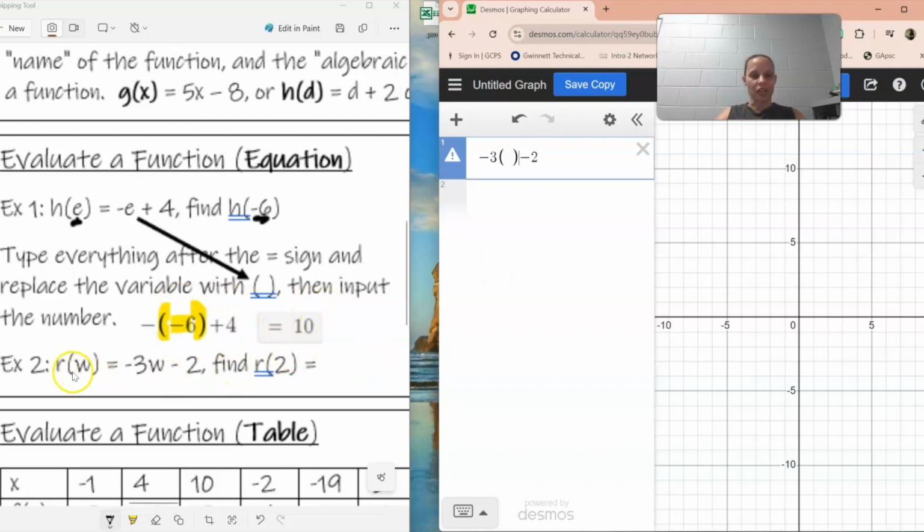And what's the number that I need? So I have r of w and I have r of 2. So that must mean that w is 2. The input is 2. So I'm just going to come right here and put 2. And my output is negative 8. So that's how you evaluate it from an equation.